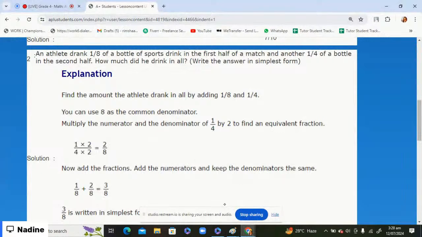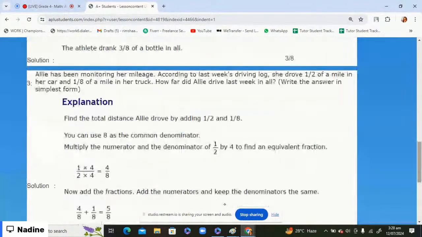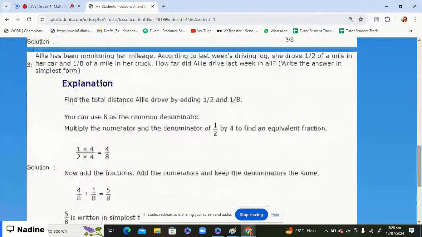So now let's do the next. Okay, solve this question. Ali has been driving. According to the last week driving log, she drove 1 by 2 of a mile in her car and 1 by 8 of a mile in her truck. How far did Ali drive last week in all? So the first one is 1 by 2 and the second one is 1 by 8.